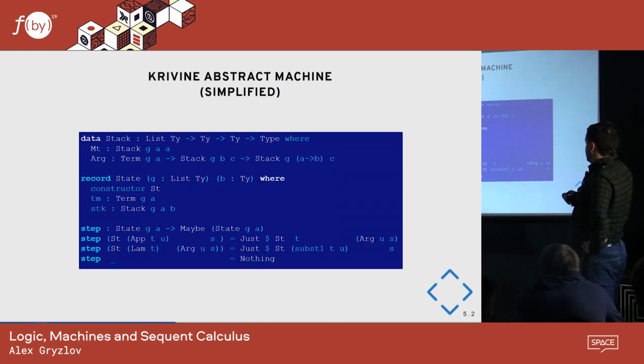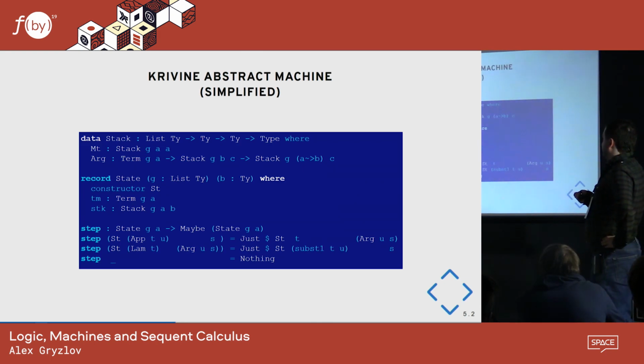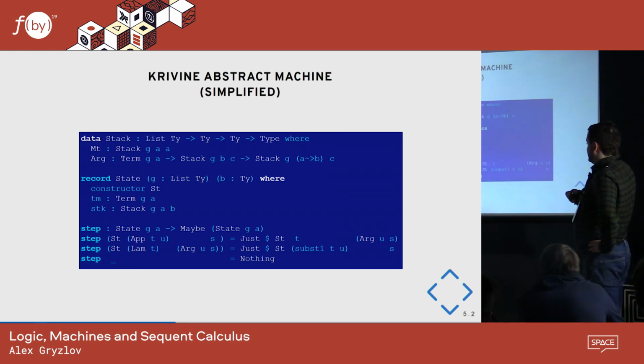Then the step. If we have this simplified Krivine abstract machine, or CAM machine, then there are basically only two rules. If you have an application of T to U and a stack S, then you throw the argument on the stack and look at the body. So you do a single step.